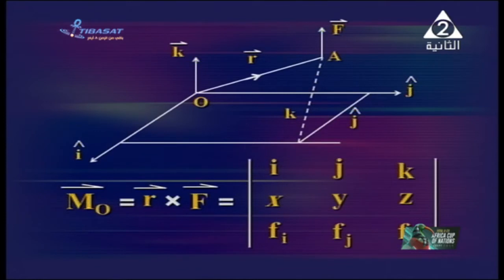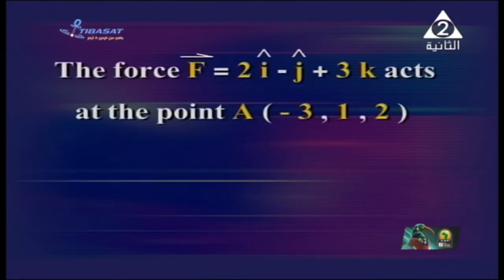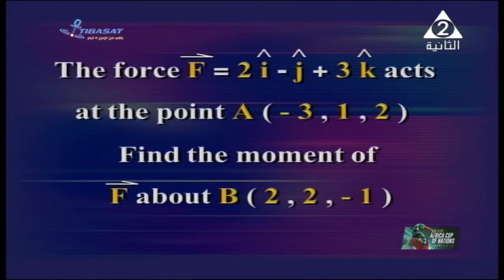By using this, expand the determinant for the moment. The force F equals 2i minus j plus 3k, acts at a point with coordinates negative 3, 1, 2. Find the moment of the force F about point B, its coordinates 2, 2, negative 1.